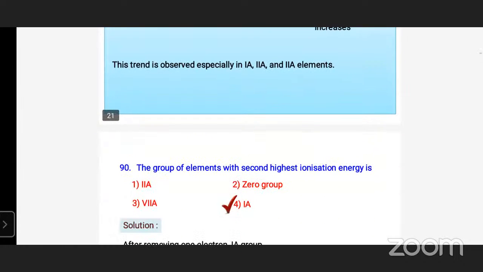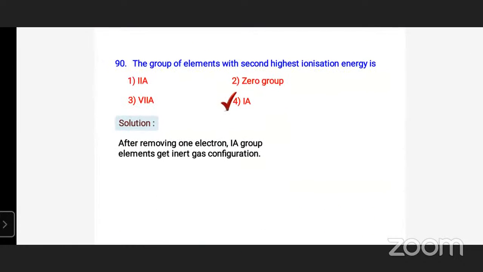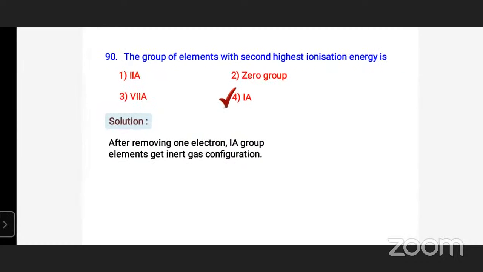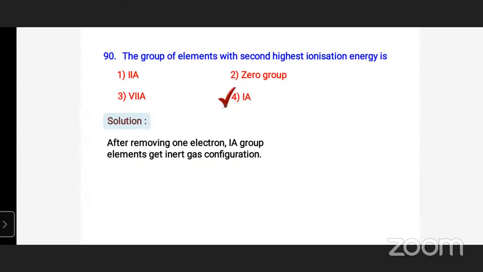And these are some key points: basic concept of ionization enthalpy and periodicity. Periodic properties, trends vary in groups and periods. Okay, students, some objective type bits in this topic are given.